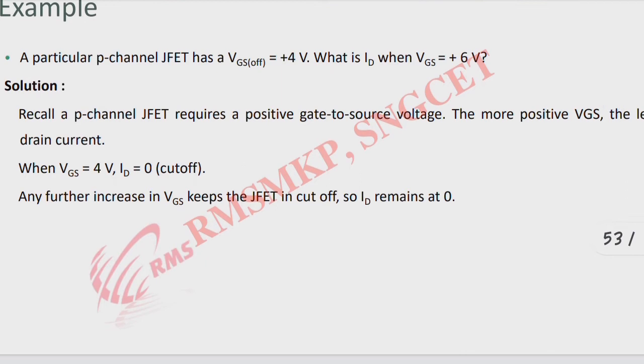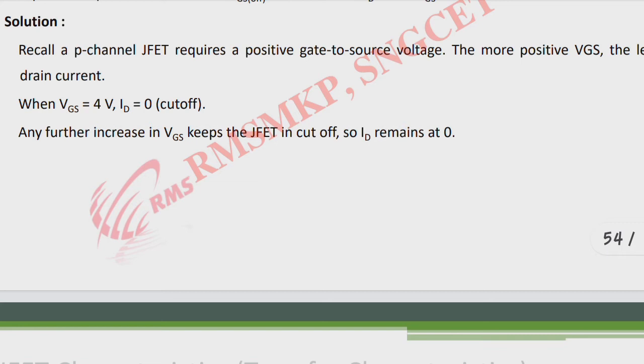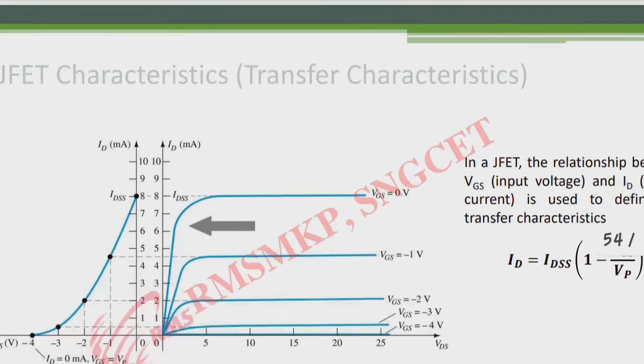Example, a particular P-channel JFET has a VGS(off) of 4 volt. What is ID when VGS is equal to 6 volt? Recall, for a P-channel JFET, when VGS equal to 4 volt, ID equal to 0. So, any further increase in VGS keeps the JFET in cutoff, so ID remains 0.